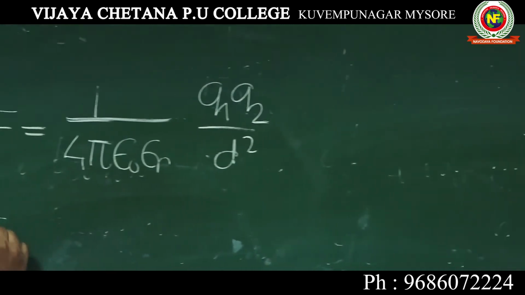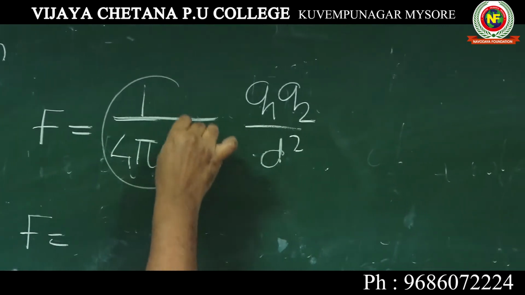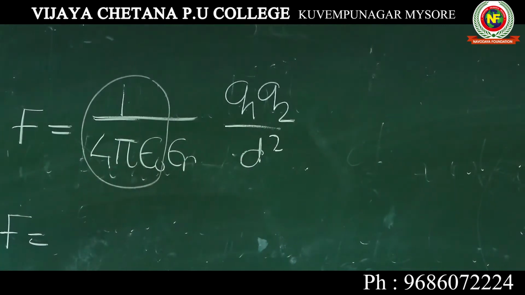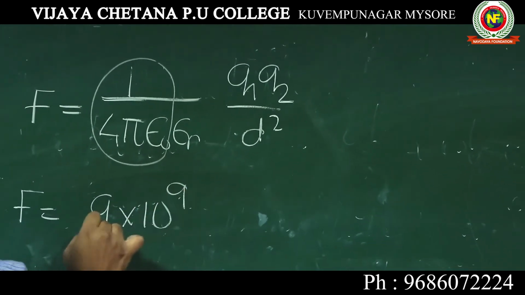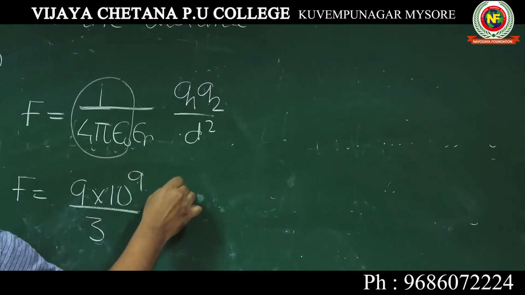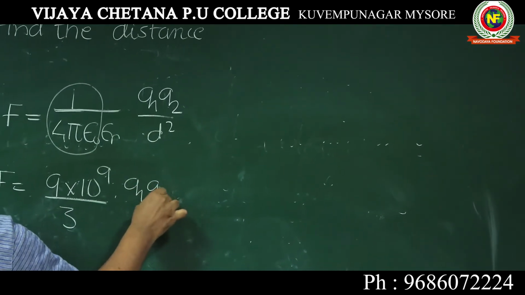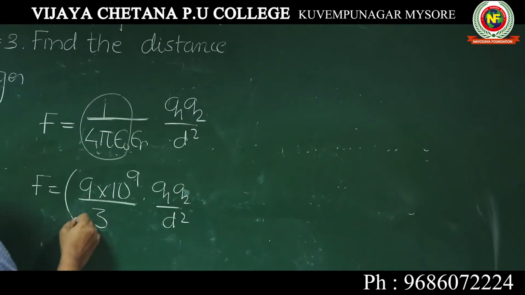So F is equal to 1 by 4 pi epsilon naught, and this whole thing is a constant. I will write it as 9 into 10 to the power of 9, divided by epsilon r, which is 3. Q1, Q2, they have given the two charges. We will substitute the respective values. Did you understand this part?